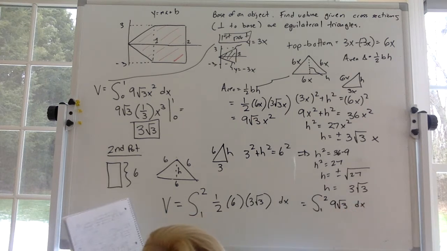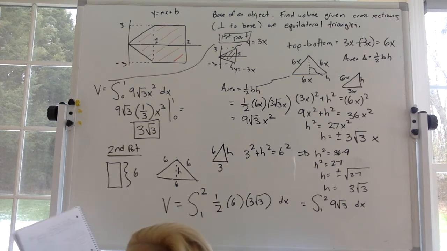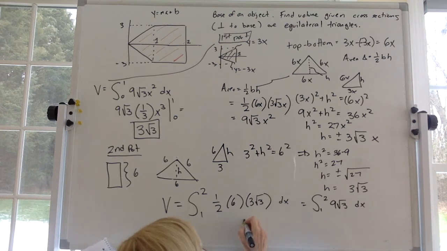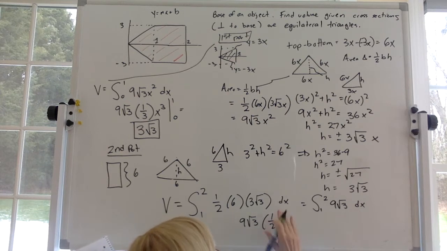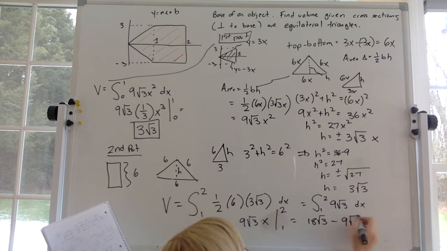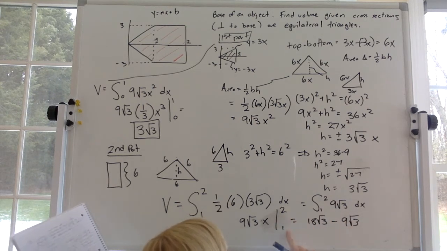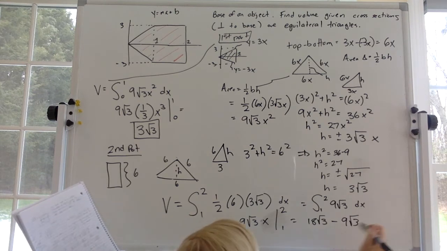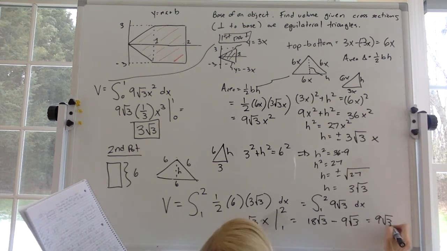Okay. So let's see. So we take the antiderivative, so that's 9 square root of 3 times, no, just times x, right? Times x between 2 and 1. Okay? So you get 18 square root of 3 minus 9 square root of 3 when I plug the 2 and the 1 in for x. So you end up getting 9 square root of 3.